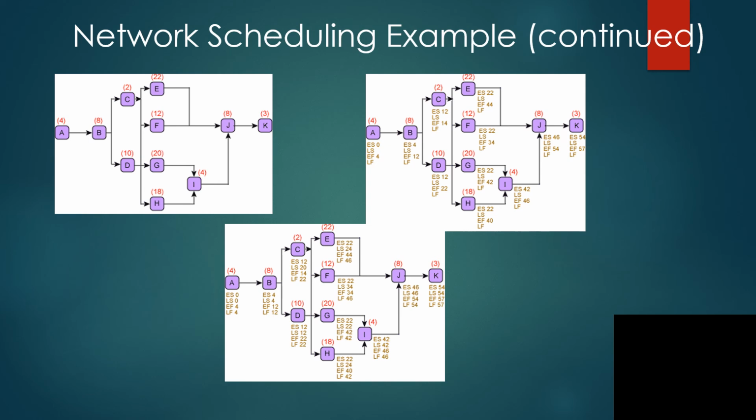And what you can see now are the earliest start and earliest finish dates for each of the tasks in that project. And then at the bottom, you see the result of the backward pass, where now you're able to come up with the latest start and latest finish. And you can see that the total duration of this project is 57 days.